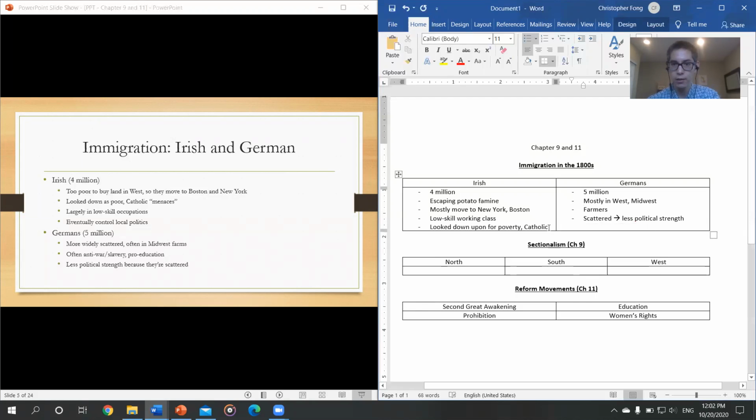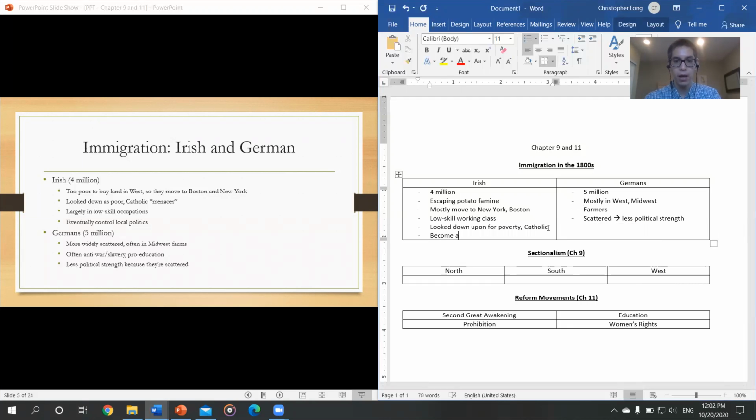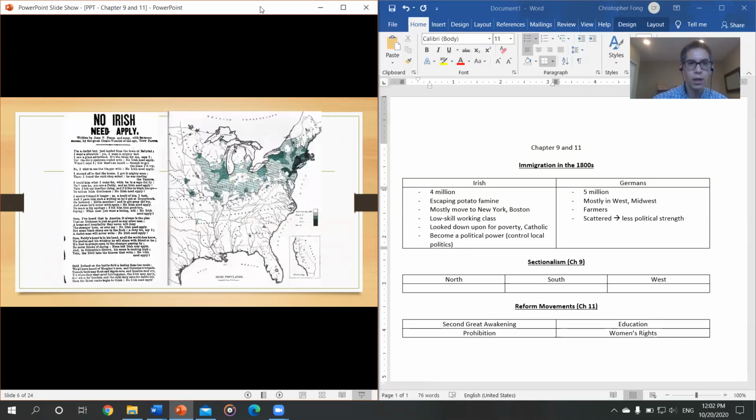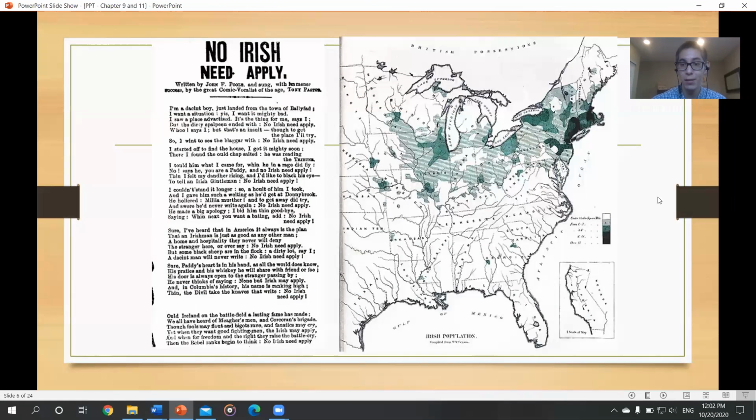Whereas, I should add here, for the Irish Americans, they become a political power. They control local politics, especially in Boston and New York. And we'll get to these ideas of political machines a little bit later on. This map shows us where the Irish are going. So you can see New York, Boston, New England, basically, but also some of the discrimination that they face.